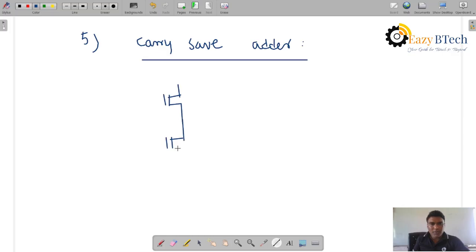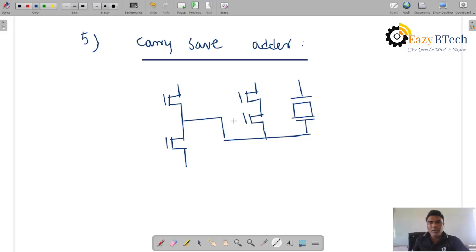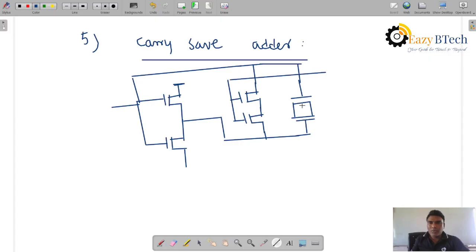It is an inverter circuit, different inverter circuits, and it is given to a transmission gate. Here also one inverter circuit, and one inverter circuit is here. We are applying input over here, A is the input, and from this we are connected to this one. Here B is taken, so A and B inputs are here. Finally we can take the output.